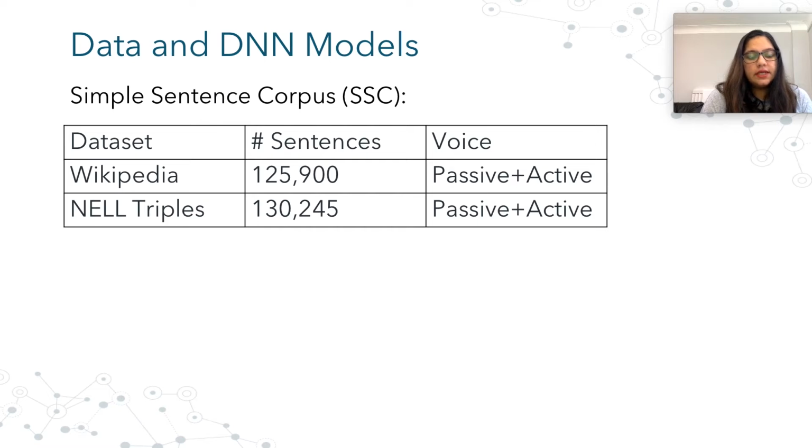Since the number of sentences in these MEG datasets is very small, we collect a separate simple sentence corpus consisting of active and passive voice sentences from Wikipedia and NELL triples. We collect 250,000 such sentences to train our custom deep neural network models.